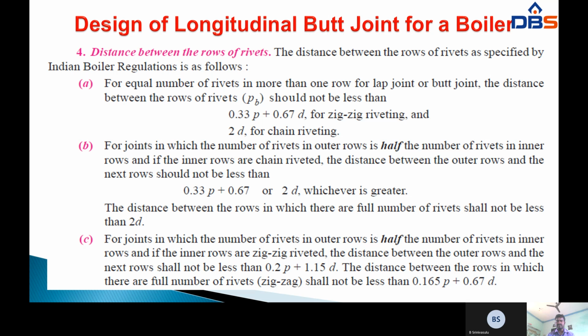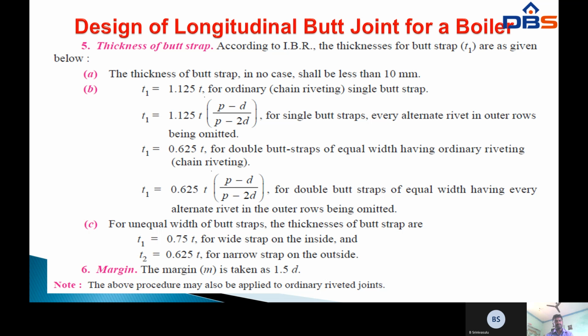Now the third point: for joints in which the number of rivets in outer rows is half the number of rivets in inner rows, and if the inner rows are zigzag riveted, the distance between the outer rows and the next rows shall not be less than 0.2p plus 1.15d. The distance between the rows in which there are full number of rivets zigzag shall not be less than 0.165p plus 0.67d.